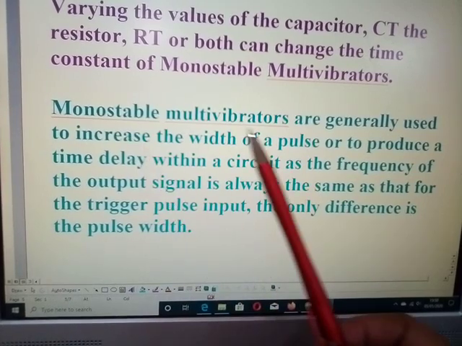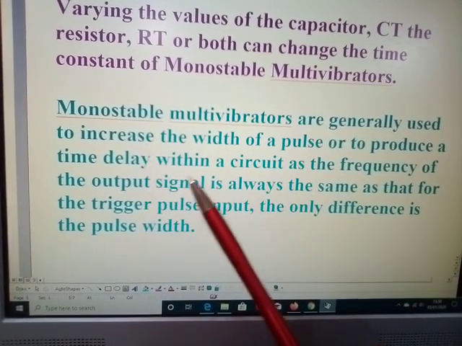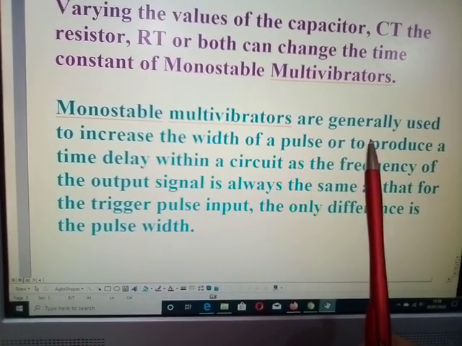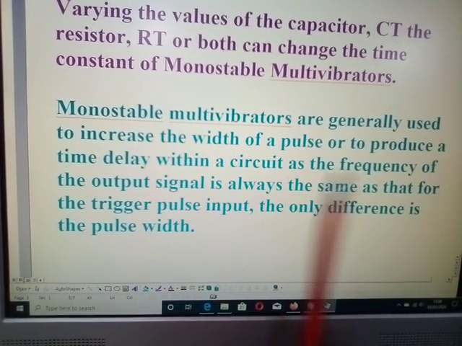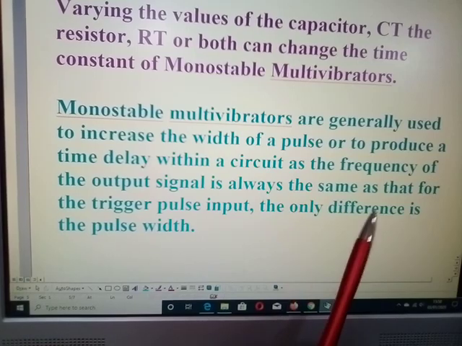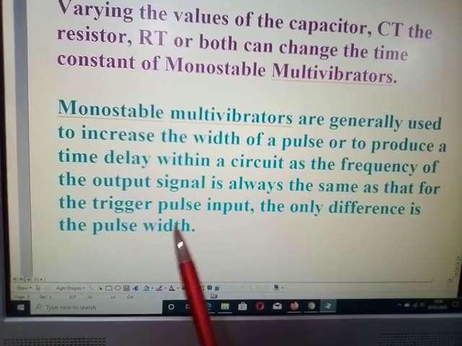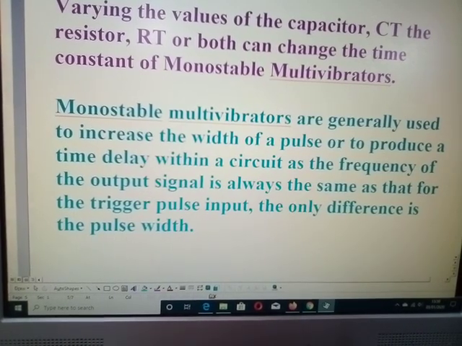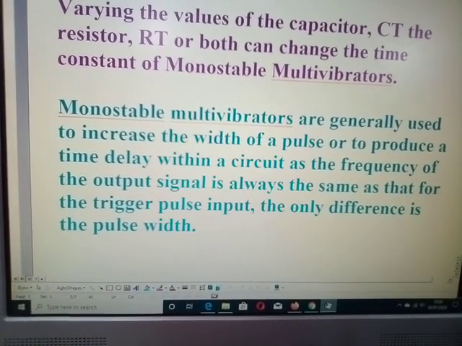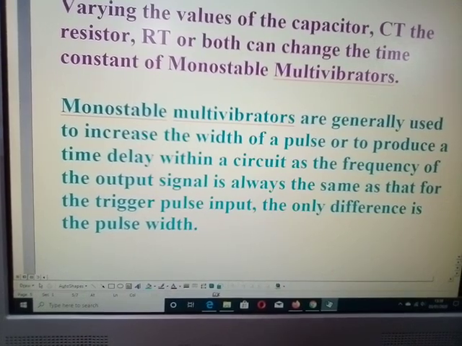Monostable multivibrators are generally used to increase the width of a pulse or to produce a time delay within a circuit, as the frequency of the output signal is always the same as that of the trigger pulse input. The only difference is the pulse width, and you can see what I mean in a moment.